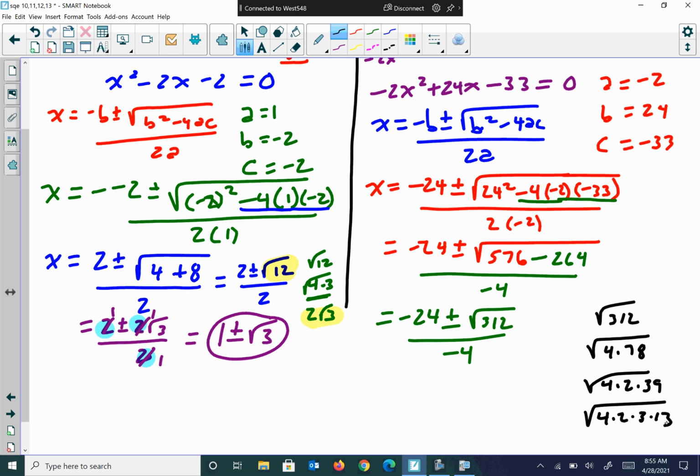Okay. What can you guarantee me about 2, 3, and 13? They are not perfect squares. They're actually all prime numbers, so I can't break them down.